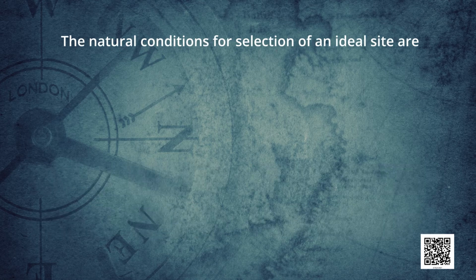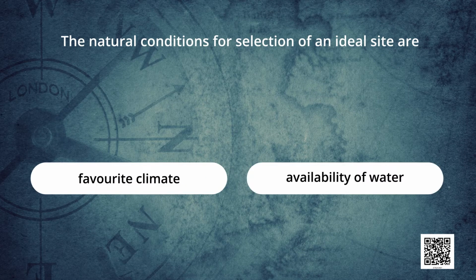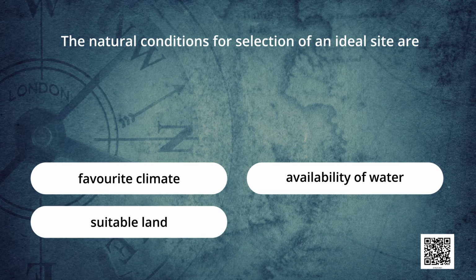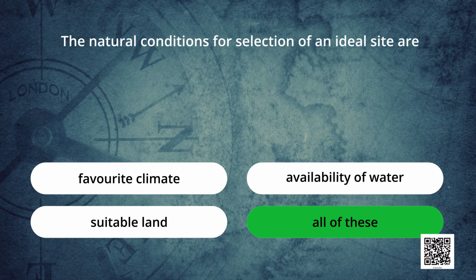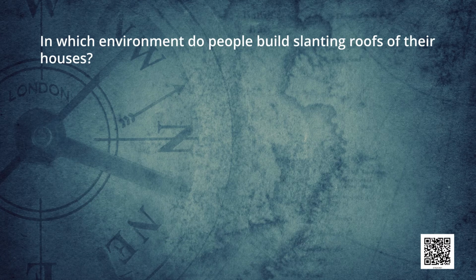Next question. The natural conditions for selection of an ideal site are favorable climate, availability of water, suitable land, all of these. Yes, the natural conditions for selection of an ideal site are all of these. A place must have favorable climate, availability of water and suitable land. So, option D is the correct option. In which environment do people build slanting roofs on their houses?